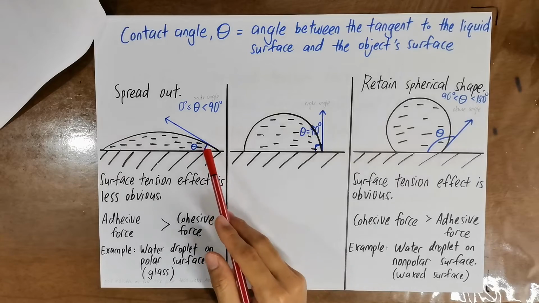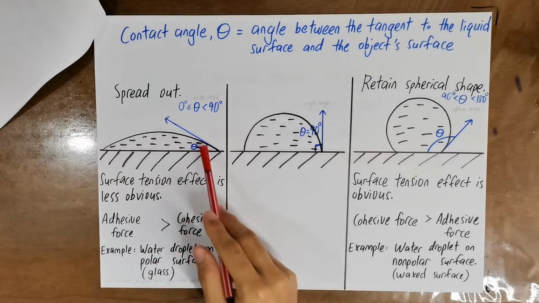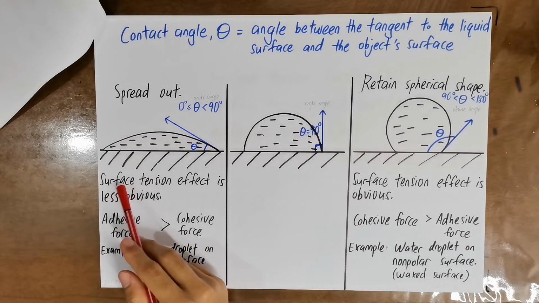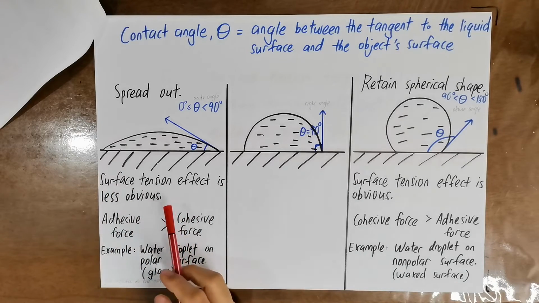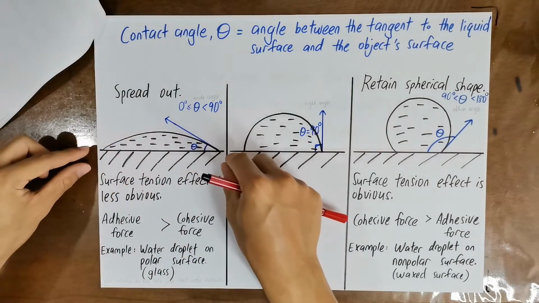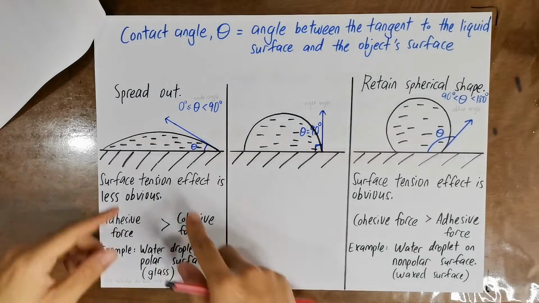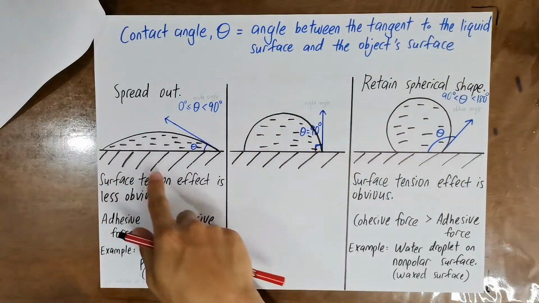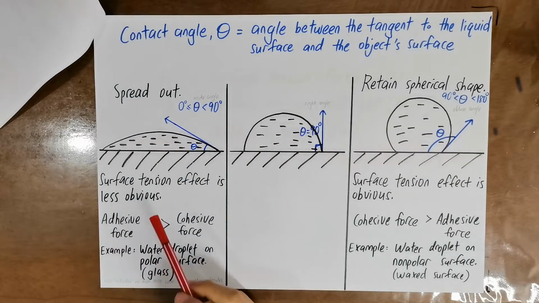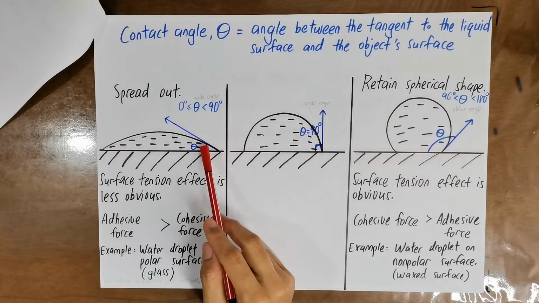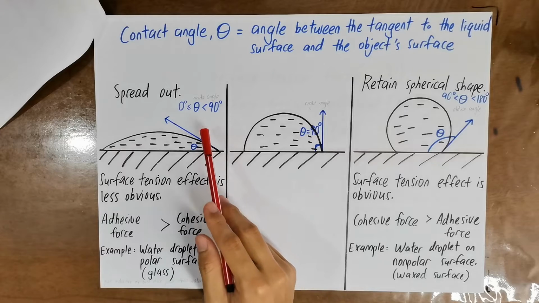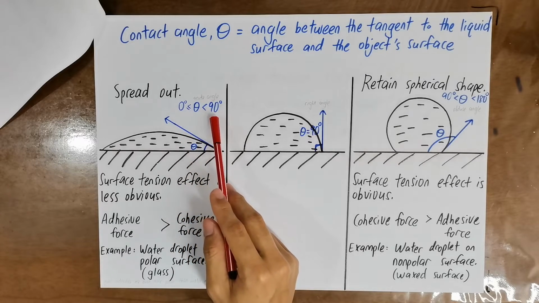So for example, if you see this droplet, it tends to spread out, so you know that the surface tension effect is less obvious. Because like I said, the surface tension effect will make sure that the surface area of the droplet is minimized. But since this is spread out, it has the maximum surface area compared to these two. So the contact angle is actually an acute angle.